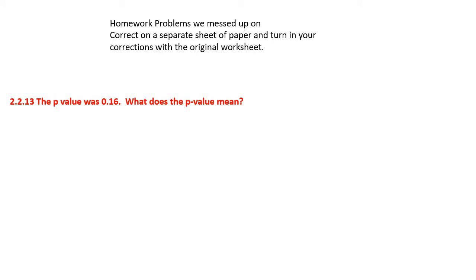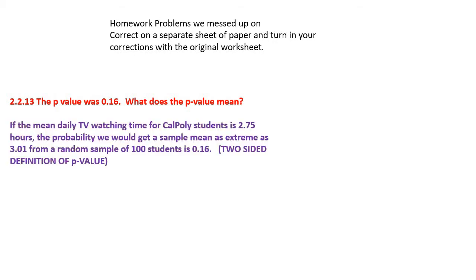All right, so a big thing is what the p-value means. In 2.2.13, they said the p-value was 0.16. What does the p-value mean? Literally, copying and pasting from a definition of p-value: the probability we would get a sample mean as extreme as 3.01 from a random sample of 100 students is 0.16. That's a two-sided definition of p-value.